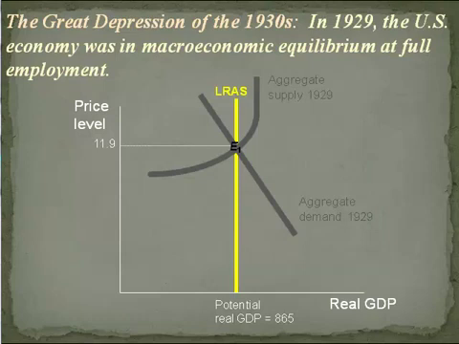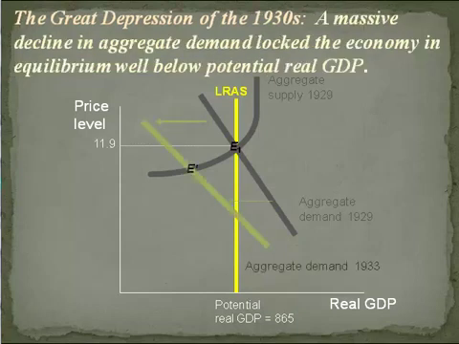This vicious cycle backwards is what happened during the Great Depression of the 1930s. In 1929, the U.S. economy was in macroeconomic equilibrium at full employment. Full employment level represented the level of potential real GDP. However, a massive decline in aggregate demand locked the economy in equilibrium well below the potential real GDP, represented by this huge decrease in aggregate demand, showing that the equilibrium level was much lower than the potential real GDP.